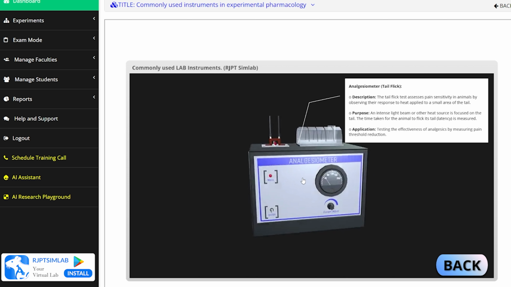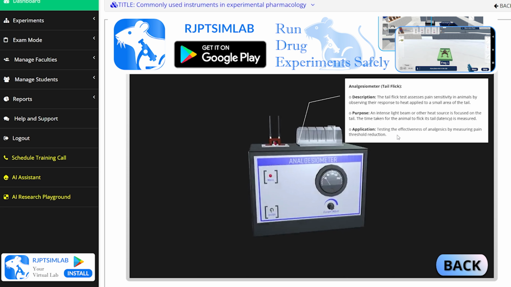The application of this instrument is testing the effectiveness of analgesics by measuring pain threshold reduction. The statement says that with the help of this instrument, we will test the effectiveness of the analgesic drugs, which will be administered to the rodents, and then we will measure the pain threshold reduction in the laboratory animal.